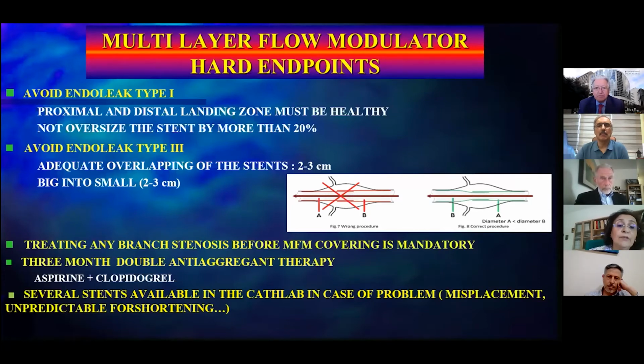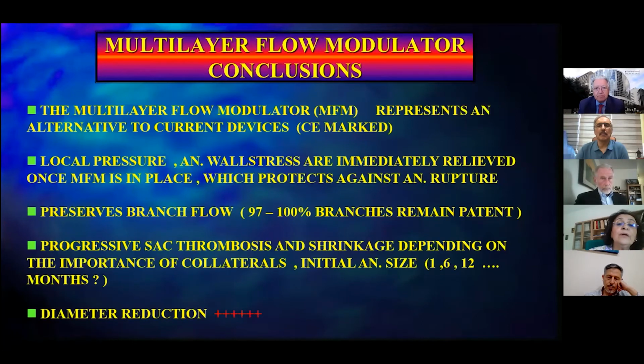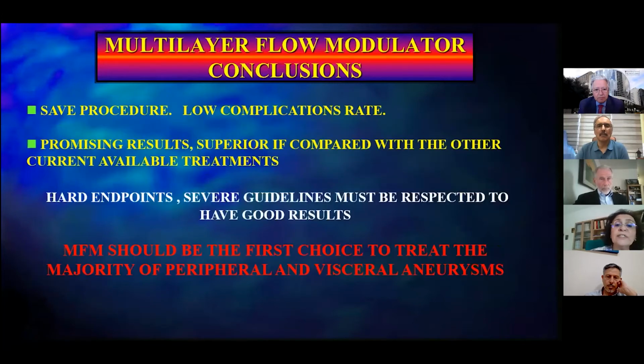We could conclude that the MFM represents an alternative to current devices, and the preserved branch flow could lead to progressive sac thrombosis and shrinkage. It's a safe procedure with a low complication rate, and the MFM should be the first choice to treat the majority of peripheral and visceral aneurysms. Thank you for your attention.